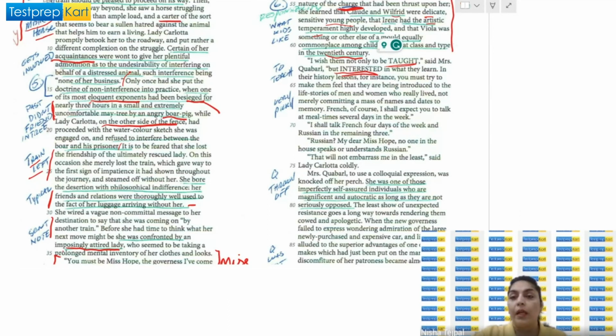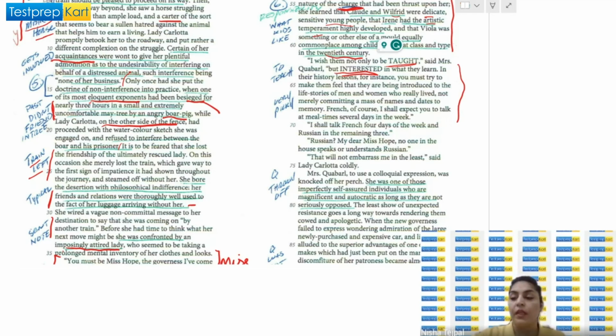They should not only be mugging up the answers or the episodes or dates or events, because she wants an interactive lesson there. She doesn't want teaching to be purely book centered. She wants interactive sessions for her children. "Not merely committing a mass of names and dates to memory, right? French, of course. I shall expect you to talk at meal time several days in a week." So all this is being said by Miss Quabal, who is guiding Lady Carlotta to let her know what she should be doing as a responsibility as a governess for her children.